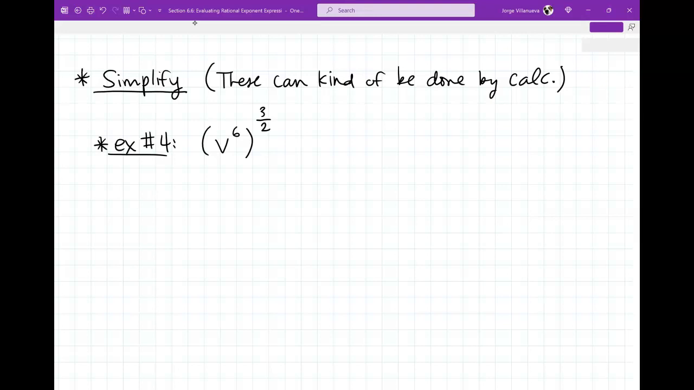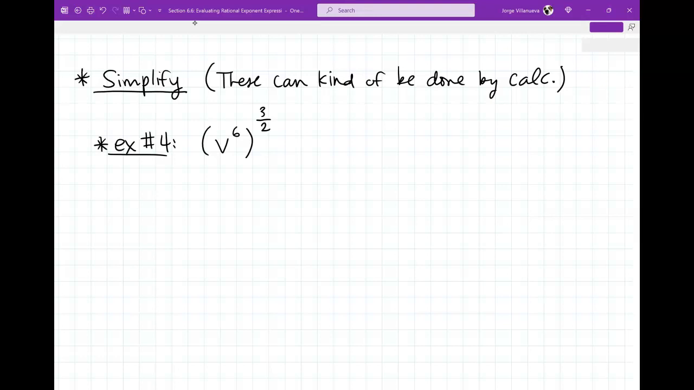So if you just have a variable, then your calculator cannot do it. Okay, you're going to have to do this by hand. If you have a number with variables, then your calculator can do the number part, but not the variable part. Okay? So, I see v to the 6th raised to the 3 halves.